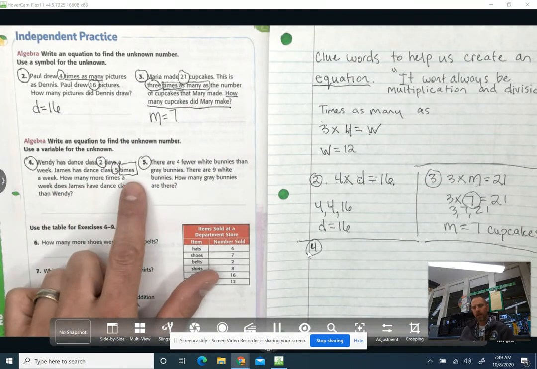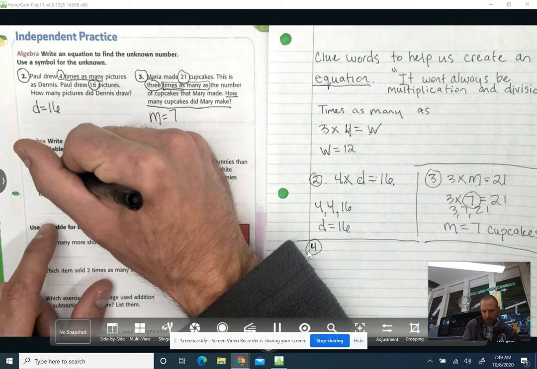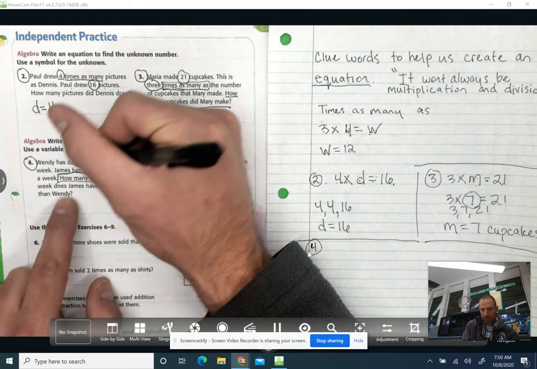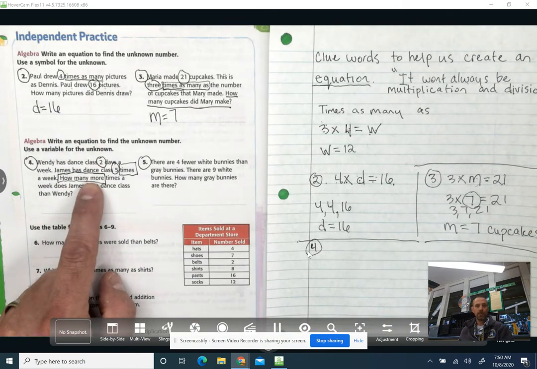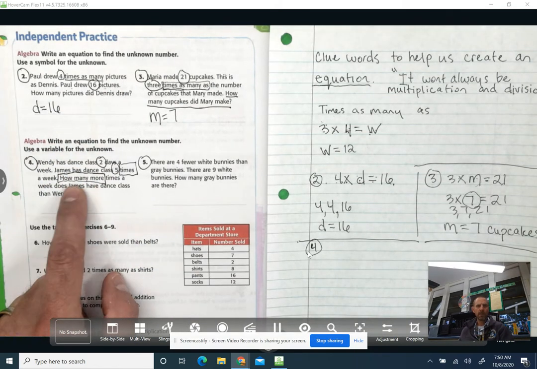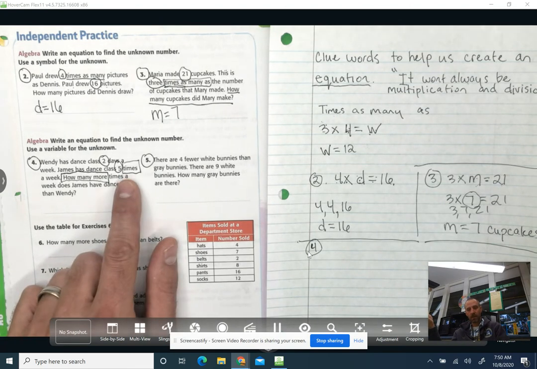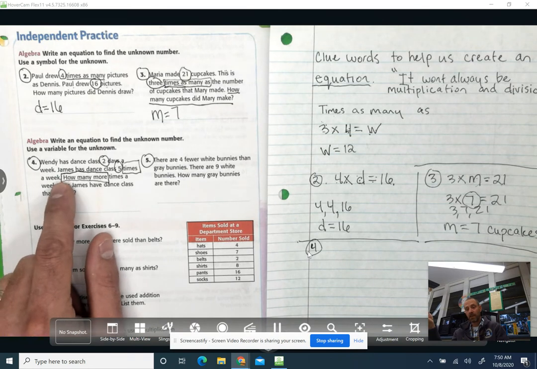How many more times a week? Ooh, there's another clue phrase. See that word how? It's probably going to end with a clue phrase that you need. How many more times a week does James have dance class than Wendy? Now, we got to think about this problem. Are we multiplying? The word times is in there. But read how it's using the word times. It's not times as many, right?